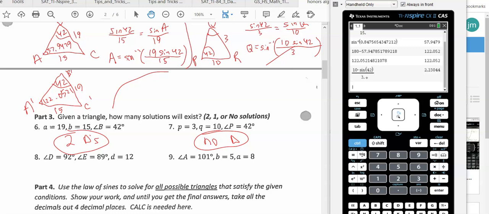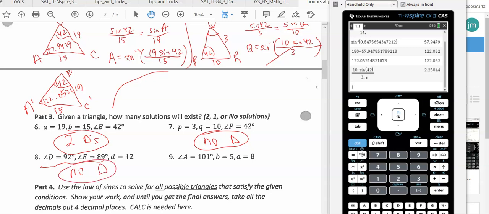Okay, so this one, I'm already suspect. Look at this. One of them's 92 degrees, one of them's 89 degrees. It's already more than 180. I'm just going to say no triangle here. So I don't think we need to work that out.